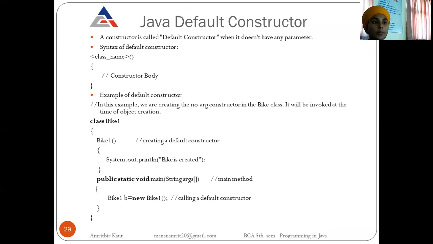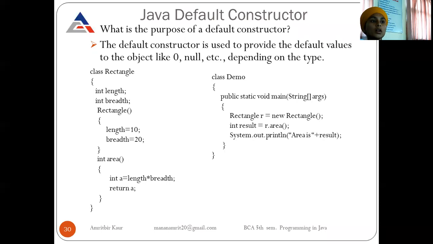This is a simple example of a Java default constructor. When we learned how to create a class and how to create an object, we created a program to calculate the area of a rectangle. Now we will see how we can use a default constructor in that program. We create a class Rectangle in which we have two fields, length and breadth. We want to initialize the values of these fields, so we can create a constructor.